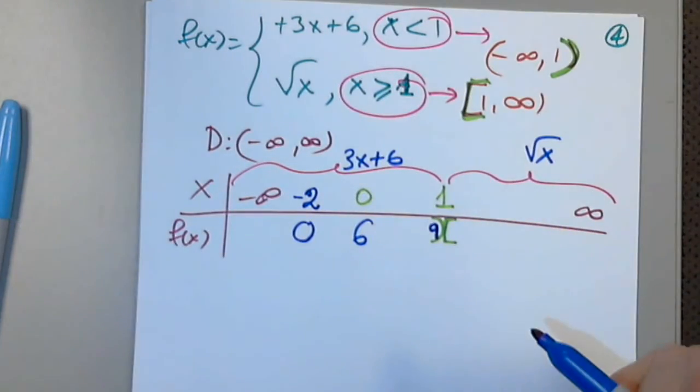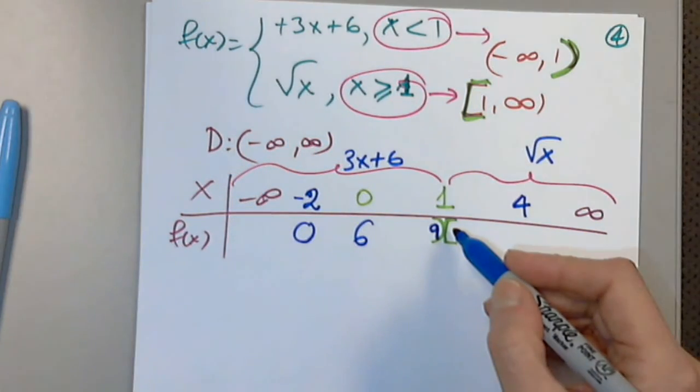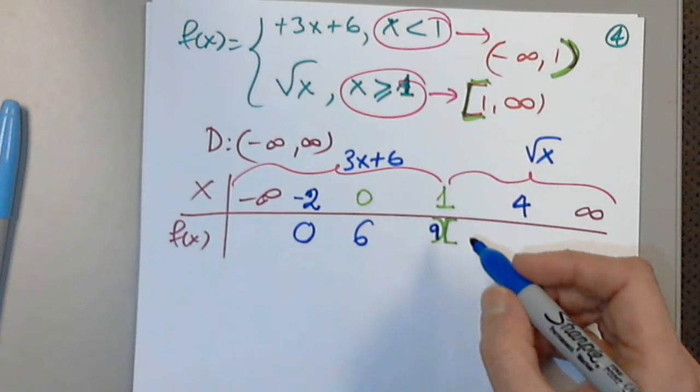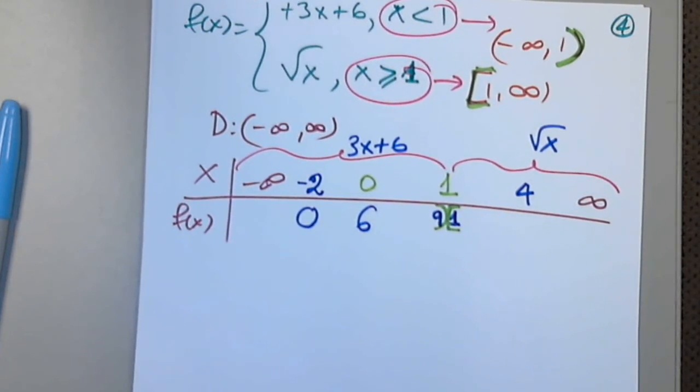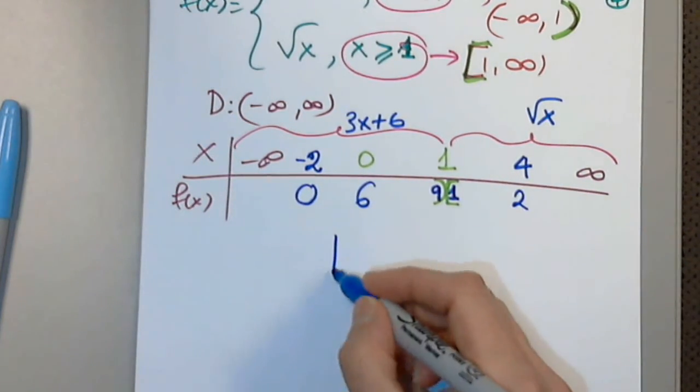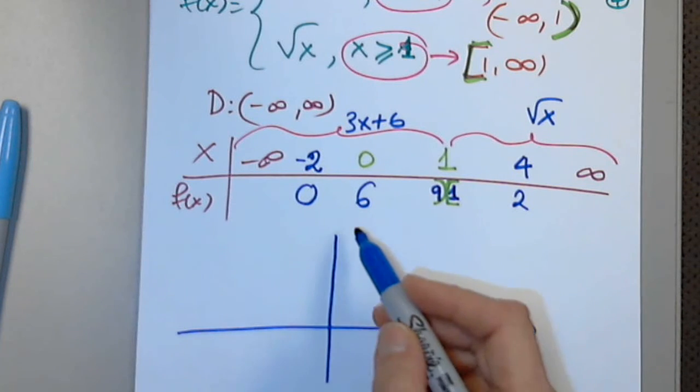Now on the other side, please plug in 1, and then of course plug in 4. When I plug in 1, I get, and it has to be right here inside the bracket. And when you plug in 4, what do you get? Right. So now I'm ready to graph this function.